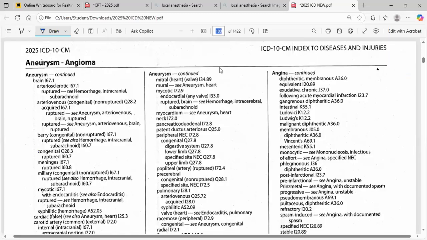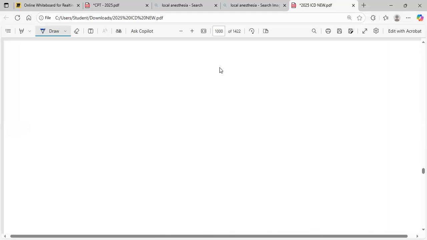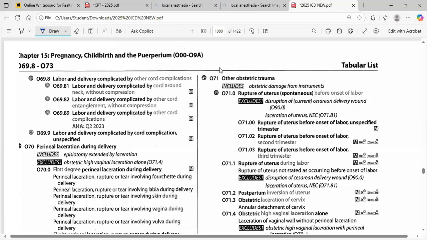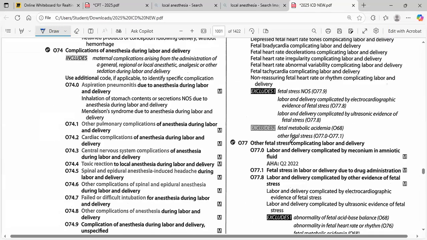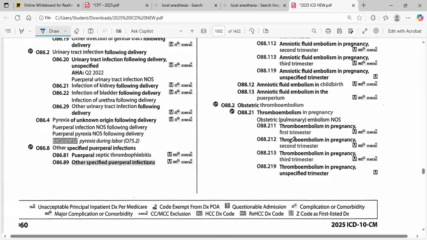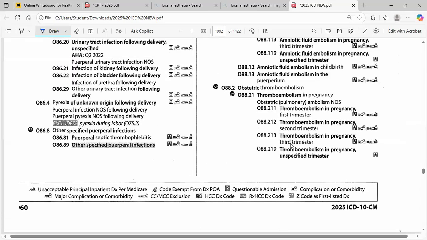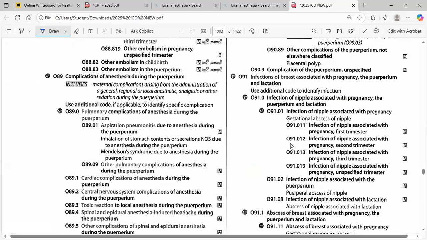Let me put two codes for you. Let's put O98.4 and O98.5. Here you can see that our code is divided based on the trimester, whether it's in first trimester, second trimester, and third trimester. So majorly all of the codes are divided based on the trimester of the condition.